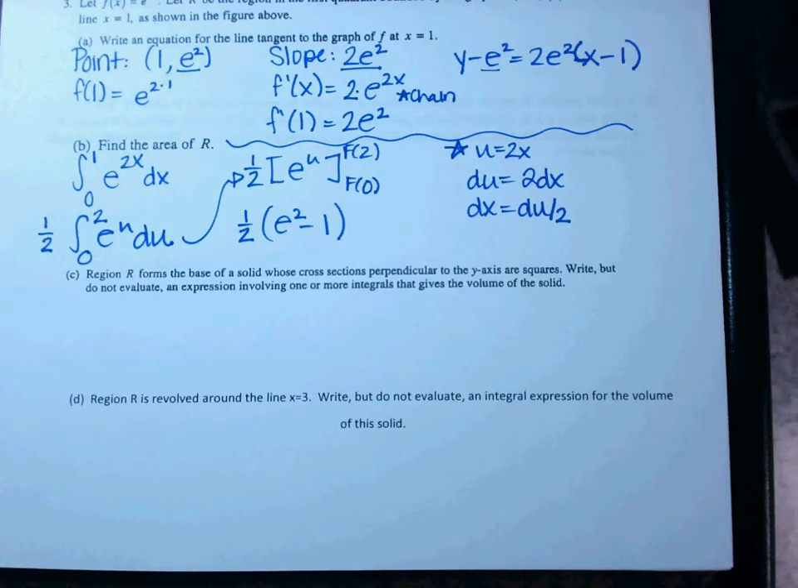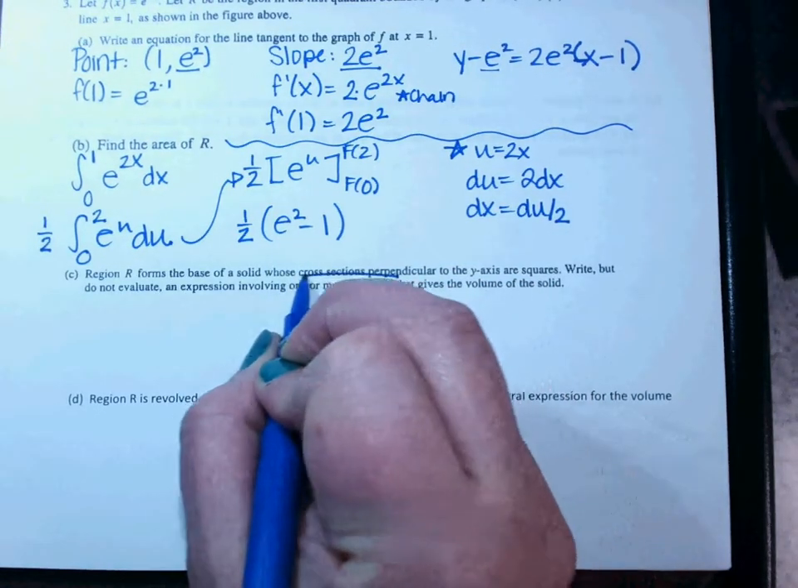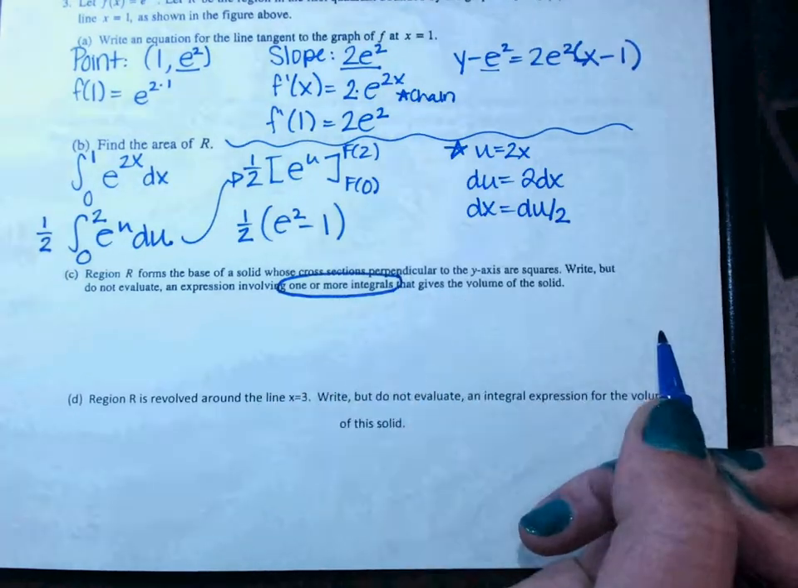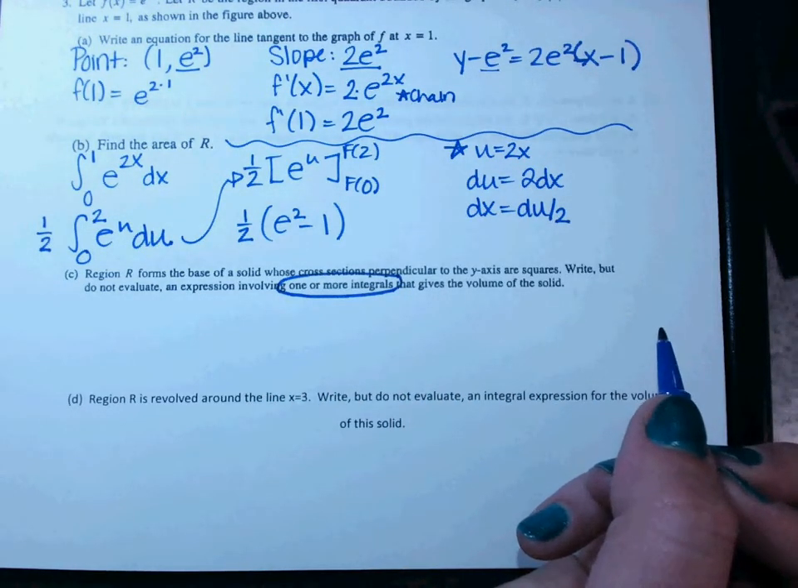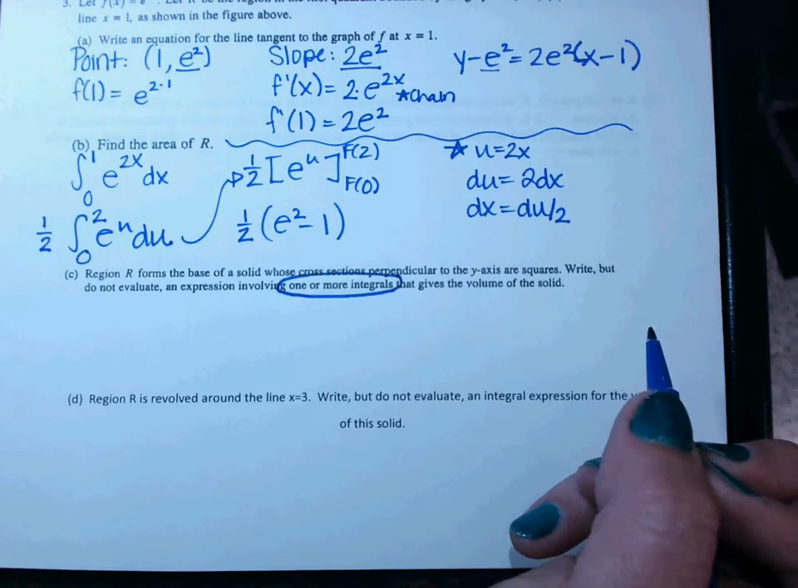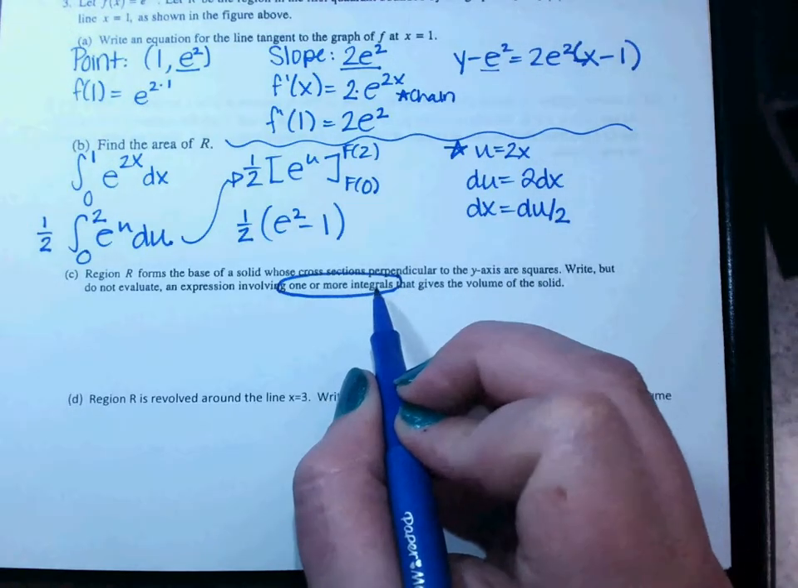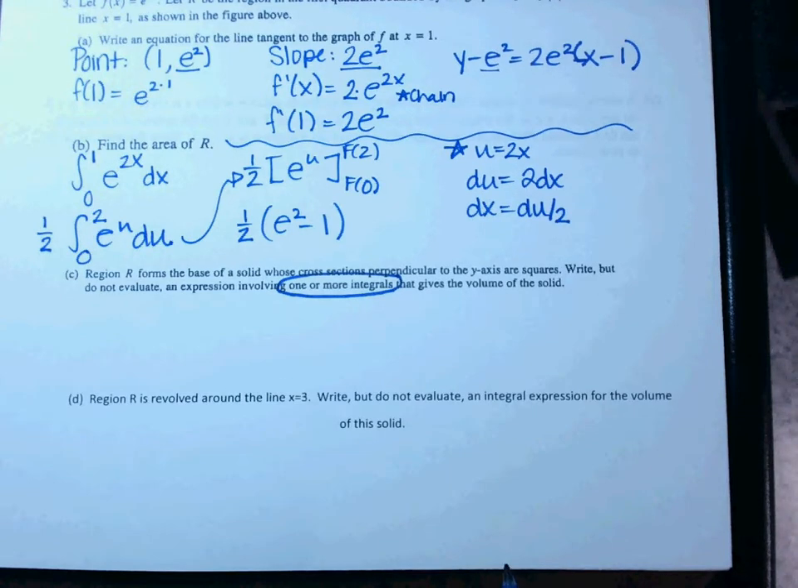Okay, it says region R forms the base of a solid whose cross sections perpendicular to the y-axis are squares. Write but do not evaluate an expression involving one or more integrals is your hint that it's probably one of those ones that you're going to have to break up. Whenever it says one or more, you know something's weird. Okay, one or more integrals, that gives the volume. Okay, so let's go step by step.